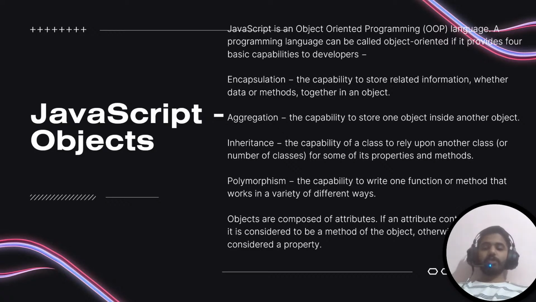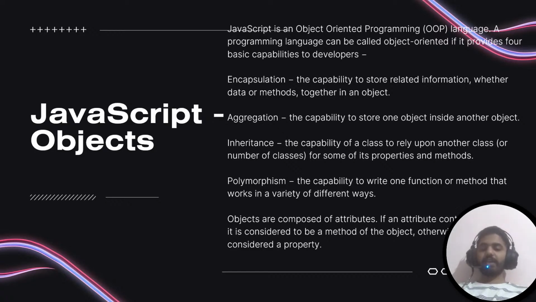JavaScript is an object-oriented programming language, correct? So which programming language can be called an object-oriented programming language? There are four capabilities that it should have. The first one is encapsulation: the capability to store related information, whether data or methods, together in an object.